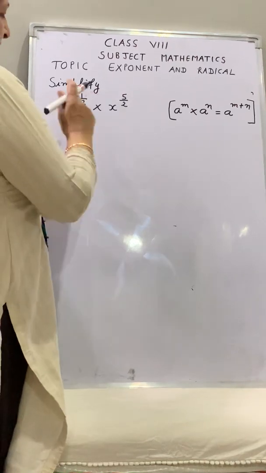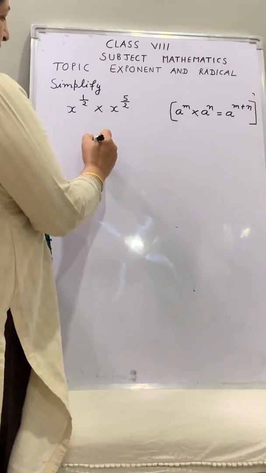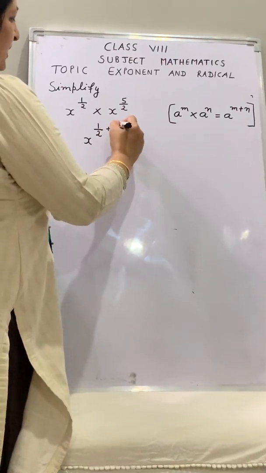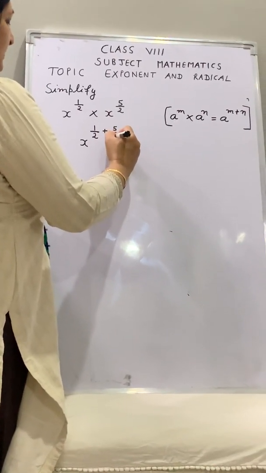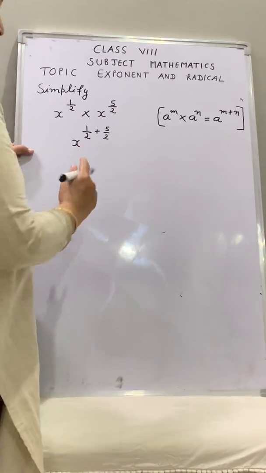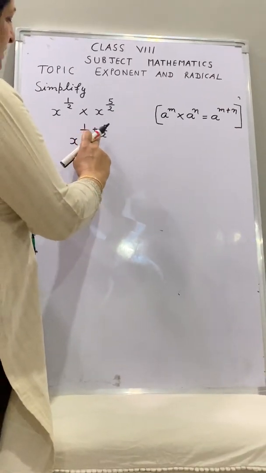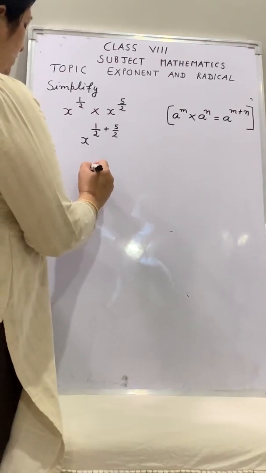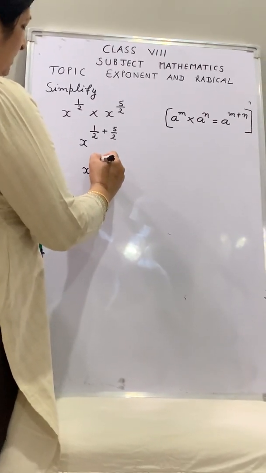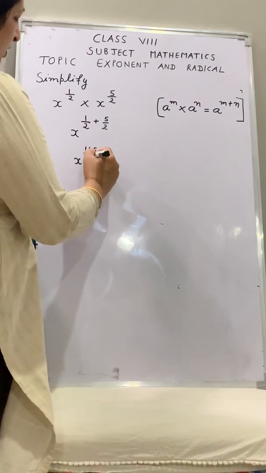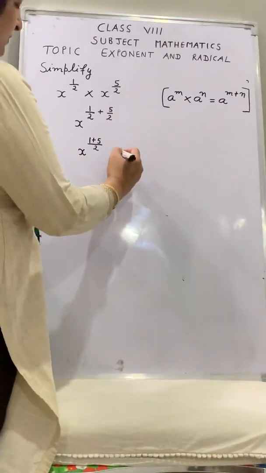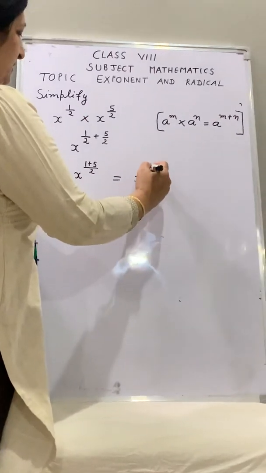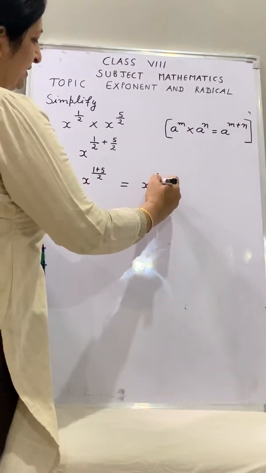Now the base is x. We will add the exponents, 1 by 2 plus 5 by 2. Now we will solve 1 by 2 plus 5 by 2. Denominators are same. You can add the numerators, 1 plus 5 by 2, or you can take LCM here. What is x raised to power 6 by 2? 1 plus 5 is 6.